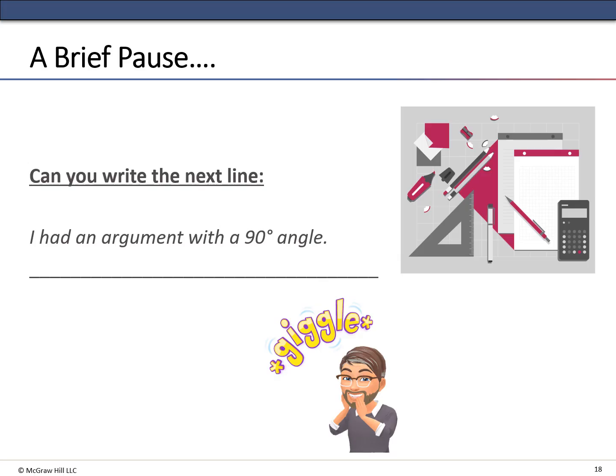A little joke here. Can you write the next line? I had an argument with a 90-degree angle. This is like a math dad joke. Turns out it was right. But bad joke, I know.